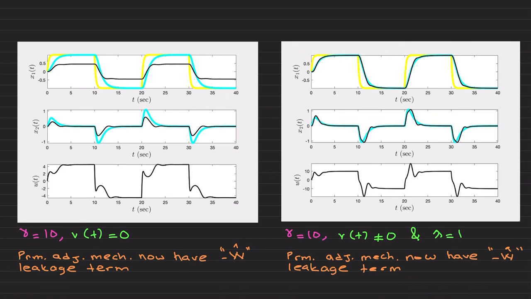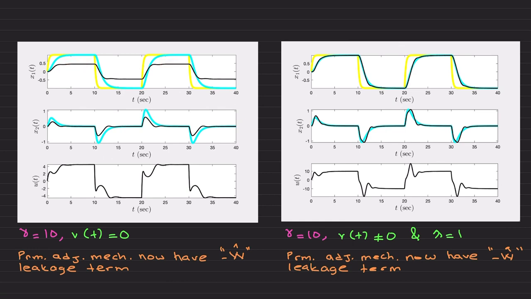So this is the third case. I did something interesting. I added a leakage term. So basically to the parameter adjustment mechanism, now I added the W hat term. So basically W hat dot equals gamma sigma E transpose PB minus W hat term. I just added this. Of course, when you add this leakage term, the performance will recover a little bit.